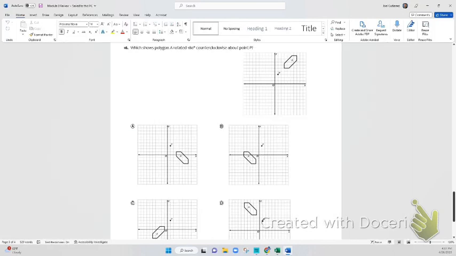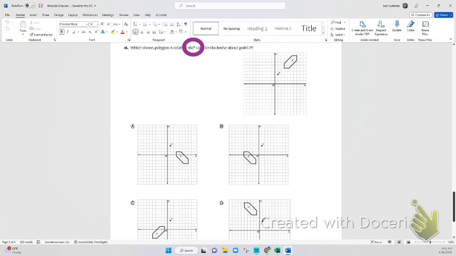And then for the very last one, sorry that I had to zoom out so much, but there's 4 answer choices underneath, so I needed to make sure that I displayed them all. It's saying which shows polygon A rotated 180 degrees counterclockwise. So clockwise, counterclockwise does not matter when you are dealing with 180 degrees. It means it's just going to be on the opposite side of where it's currently at.